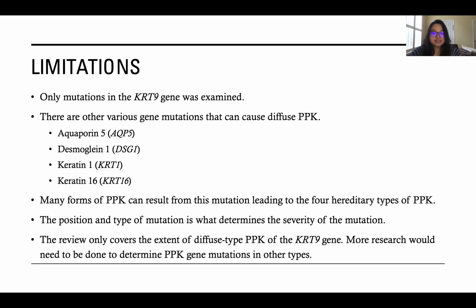However, since there were many types of amino acid substitutions and forms of mutations due to the complexity of the rare genetic disorder, this review poses certain limitations. Therefore, a complete evaluation and conclusion cannot be drawn, only that most mutations occur in the table presented previously. Furthermore, this review only examined the diffuse type PPK, which is only one of the 4 hereditary types found to exist. And since this disorder is very complex, more studies and research would need to be done to gain a better and overall understanding of the PPK disorder.